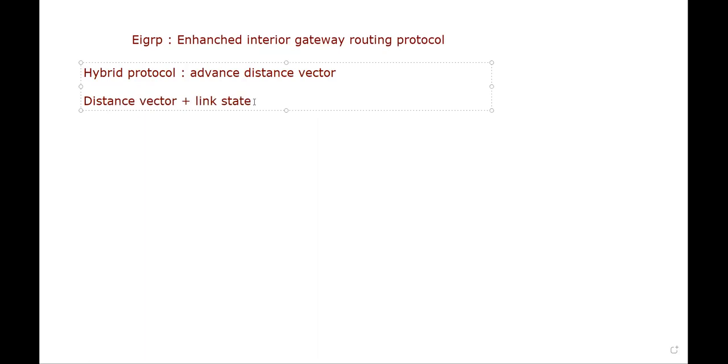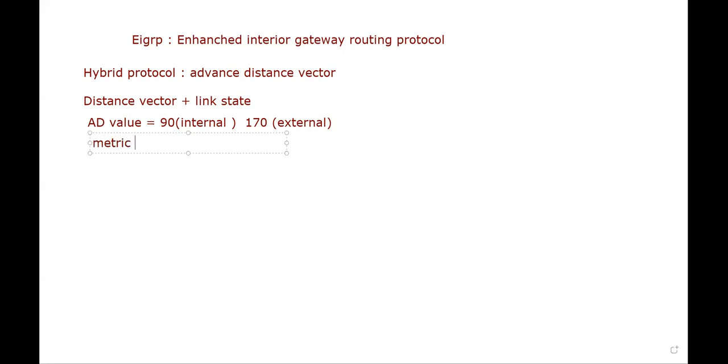Link state means it can find the route according to bandwidth and delay also, and distance vector means it can find the route according to distance only. After that, EIGRP's AD value is 90 for internal routes and 170 for external routes. In CCNP, when we work on the redistribution topic, you will find internal as well as external AD.